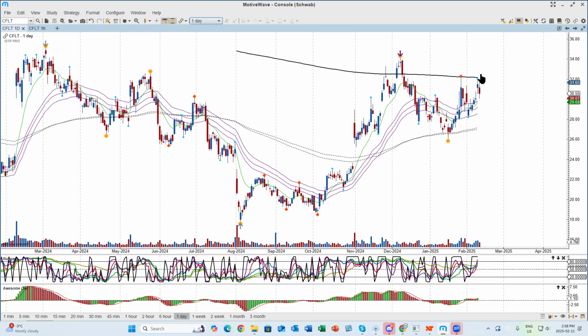And if we crack these highs, then we could trade higher. This looks interesting to me. I like this one. Yeah, absolutely. I like this one.